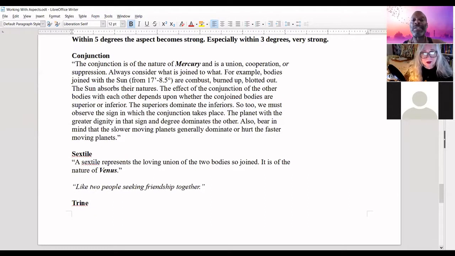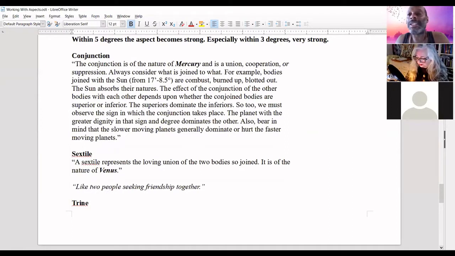The sextile represents the loving union of two bodies so joined. It is of the nature of Venus, like two people seeking friendship together. Okay, so when you're thinking about sextiles, remember what I said about the difference between Mars and Venus being harmony versus discord. So be thinking about this harmonious friendship.